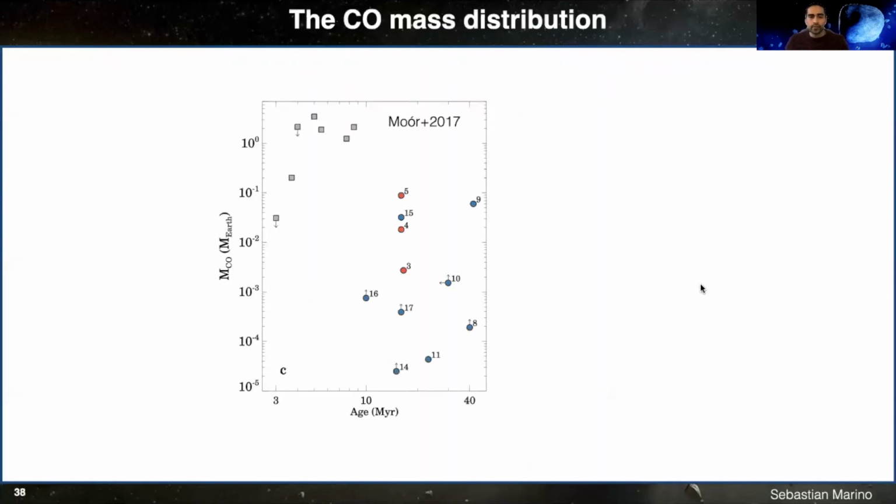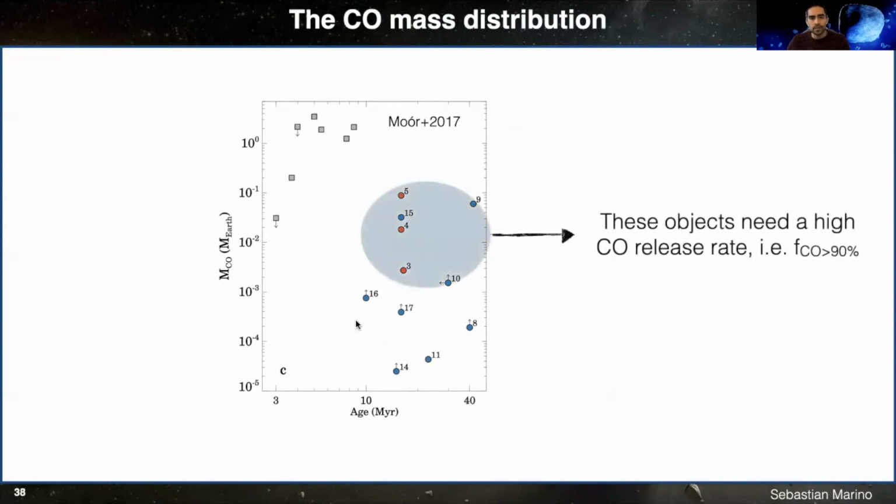But that's the story for the systems with not much CO gas. In reality, we find that if we look at the CO mass distribution as a function of age, we see that protoplanetary disks have high CO levels, and debris disks, some seem to have high CO levels and some low CO levels. These ones over here require CO mass fractions that are consistent with solar systems, but these ones over here would require very, very high CO mass fractions, which wouldn't be possible.